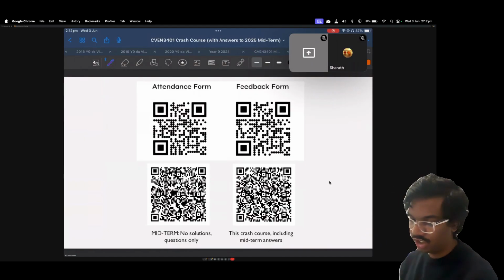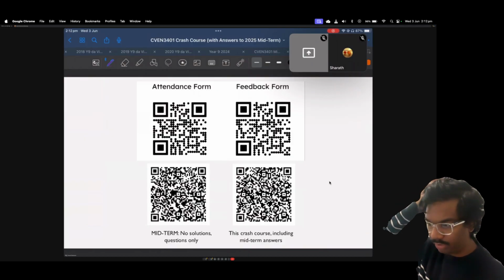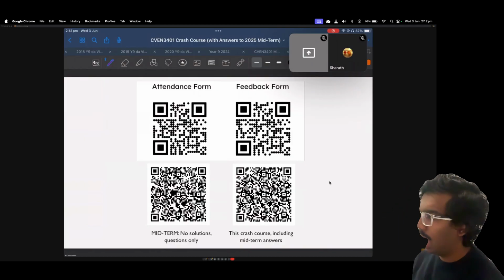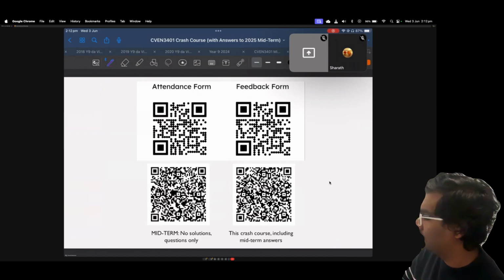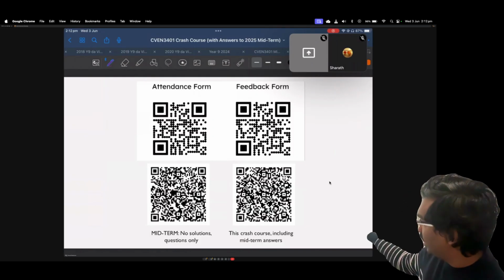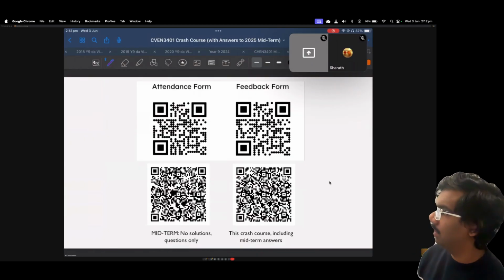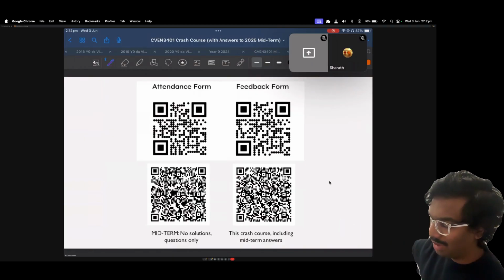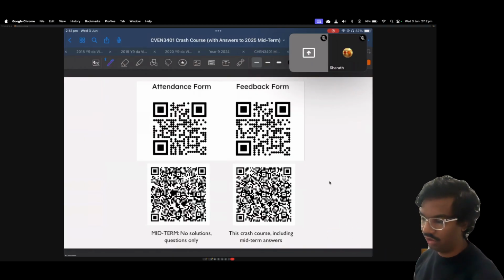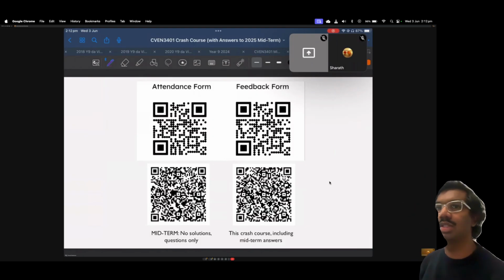And that's just the questions, so that when midterm comes around, you can just practice the questions. I retyped it up even, so that it's a bit neater. It's an online midterm, so I removed the solutions. And on the bottom right is this crash course, including the midterm answers. So if you're watching this right before your midterm, which is probably what you're doing, then I would recommend you do the midterm, try it out, and then you can watch this crash course and see me go through the answers.